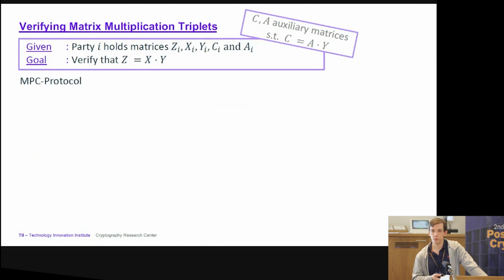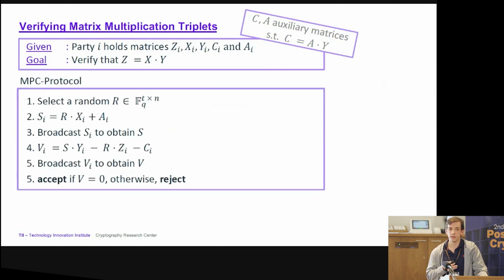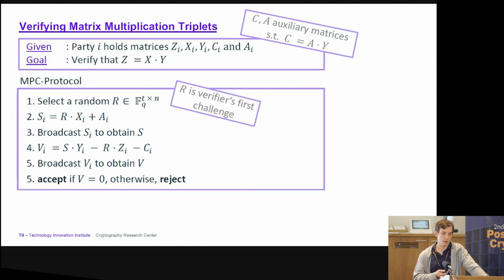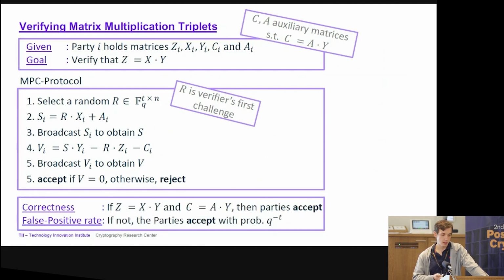And then they perform the following MPC protocol. First they select a random matrix R. This matrix has to be equal for all the parties, but in our case it will be the first challenge of the verifier. And then they compute this S_i, as shown here. They broadcast it such that everyone can compute S, and compute these V_i's, broadcast, and obtain V. And if you use the relation between the matrix multiplication triple here and plug it into V_i, you will see that everything cancels out if those relations are fulfilled, meaning V is equal to 0 in case the prerequisites are met, meaning we have correctness.